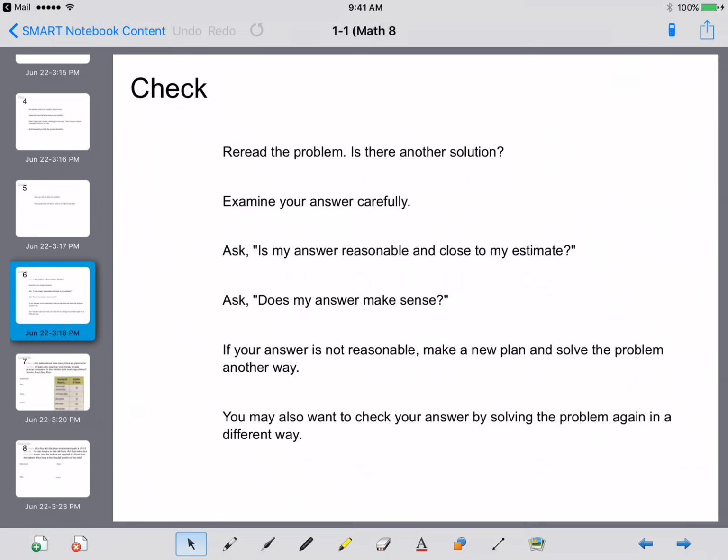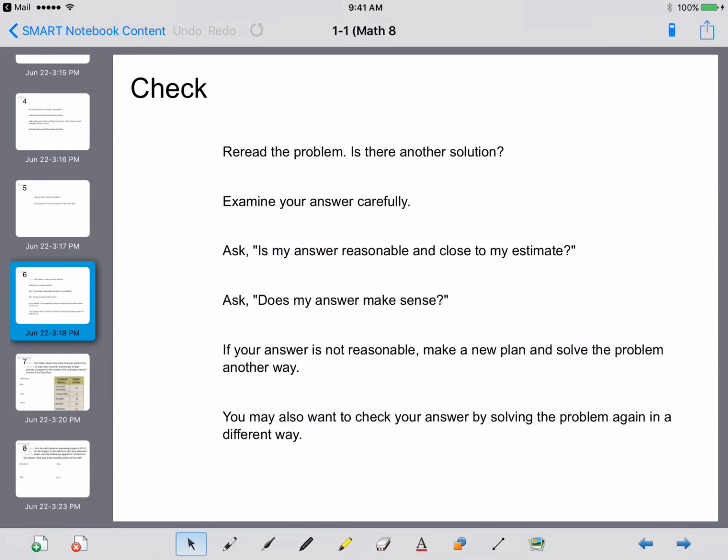And our final step in the four-step plan is our check step. During check, we want to reread the problem. Is there another solution that we could have? Sometimes you can have more than one answer. We want to examine our answer carefully and make sure, does that make sense? We want to ask, is our answer reasonable and close to my estimate? So whatever we estimated and whatever the real solution is, we want to make sure that works.